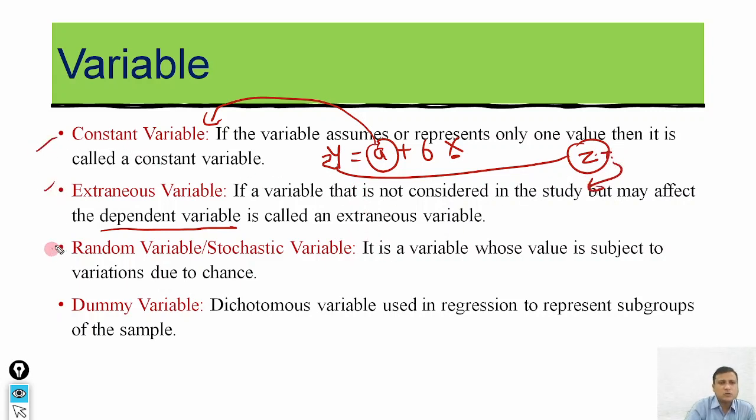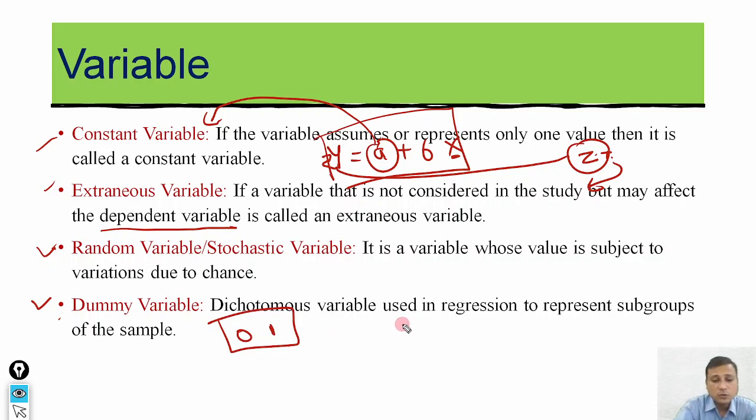Most of these terminologies are associated with regression analysis. What is regression? We'll see that in the respective lecture separately. In this lecture, just try to understand the meaning of these different terminologies we use for the types of variable. Random variable, or stochastic variable, is a variable whose value is subject to variation due to chance. And dummy variable is a dichotomous variable used in regression to represent subgroups of the sample. They are represented as 0 and 1, and are also used in the dummy regression model.